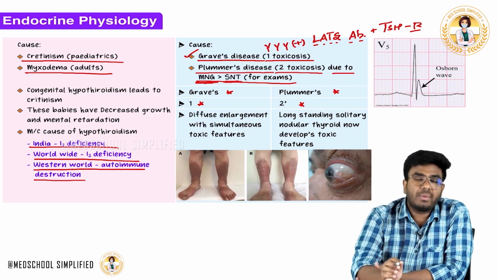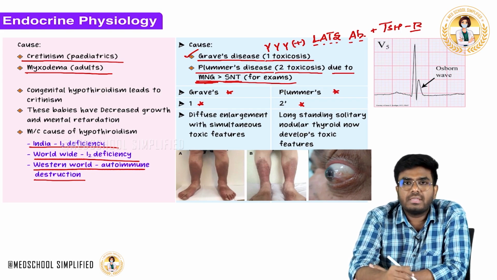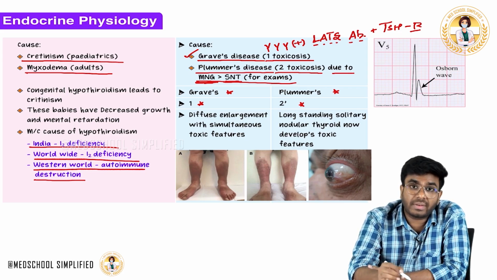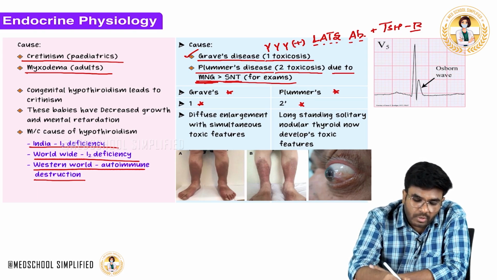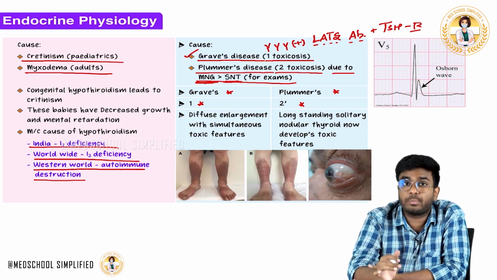One more important image-based question which I want to discuss here is the Osborne wave. So what exactly is this Osborne wave? These Osborne waves are seen in conditions of hypothermia. See this small elevation right here. This point is called the J point. Whenever you have this elevation, it is called the Osborne wave. Osborne waves are seen in hypothermia.